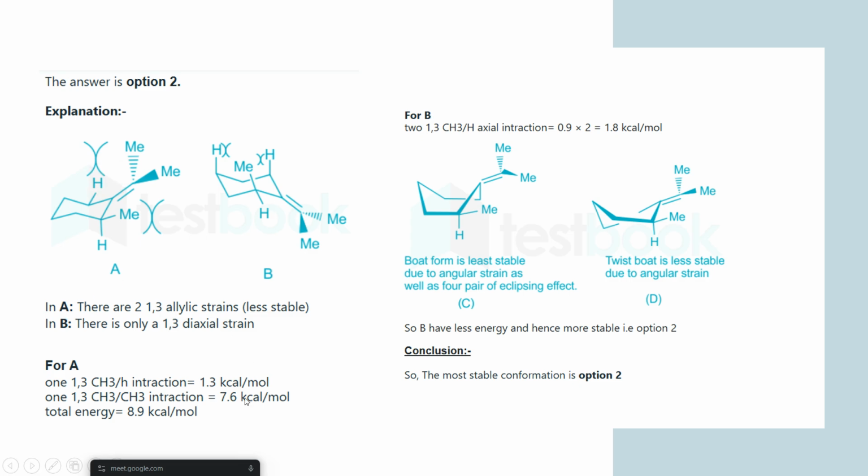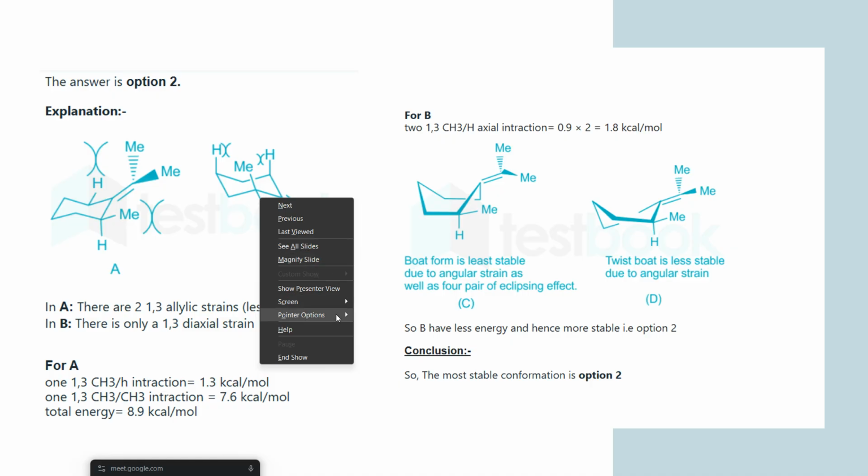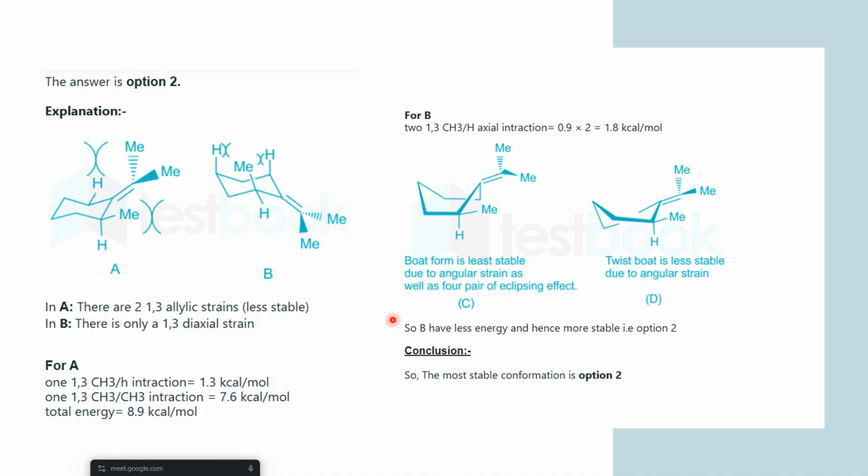So, this is the total energy possessed by the conformation given in the first option. And if we move to the second structure, we can see that here also the methyl group will have 1,3 diaxial interaction with both these axial hydrogen atoms.